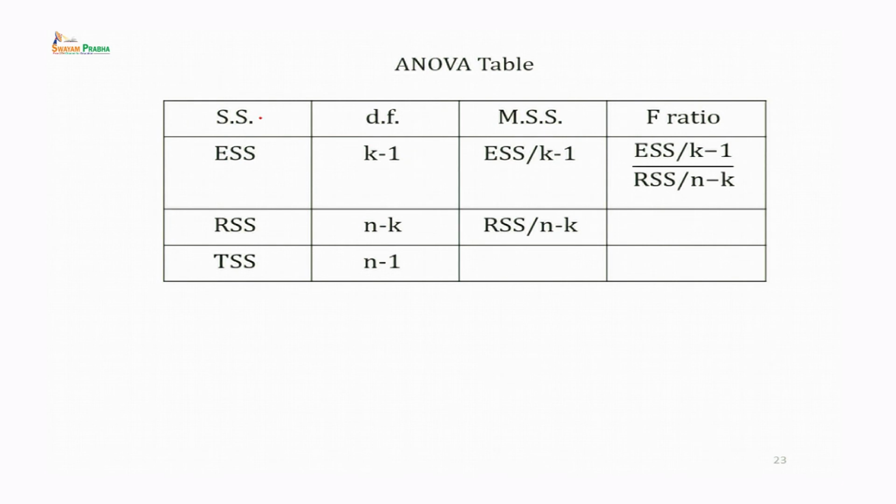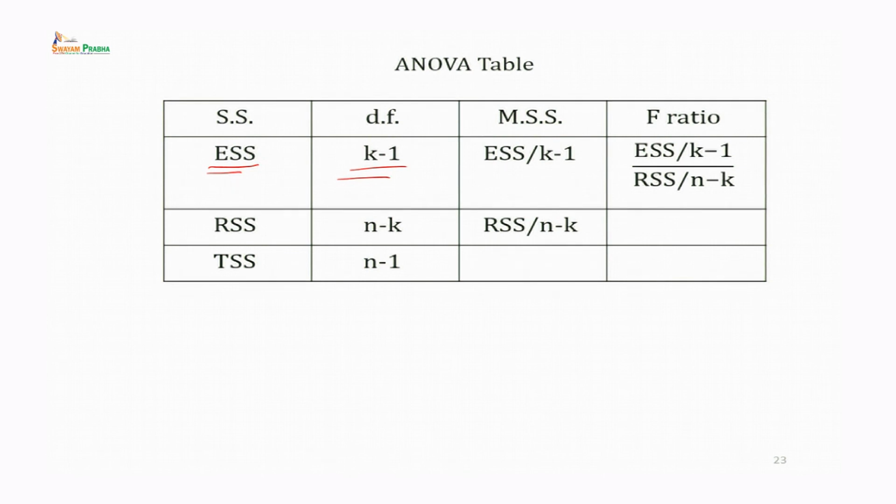You have sum of squares here, degrees of freedom here. Then we obtain the mean sum of square. We divide the sum of square by the corresponding degree of freedom. So, we get mean sum of square. This is mean sum of square explained by the model. This is mean residual sum of square, and then you can obtain the F ratio also, just like the usual analysis of variance table.